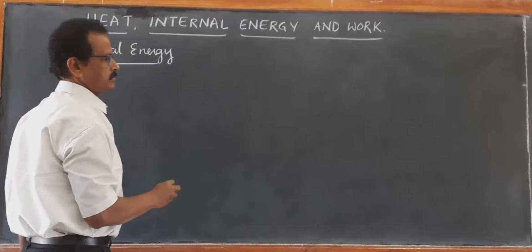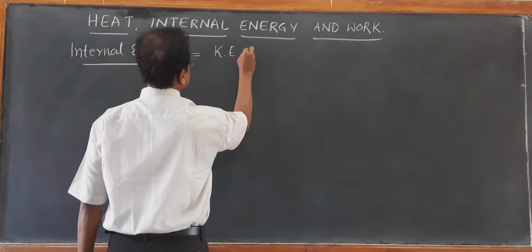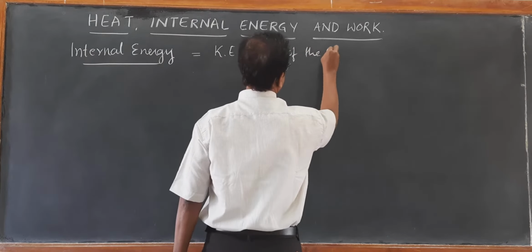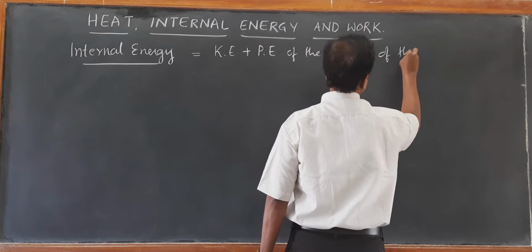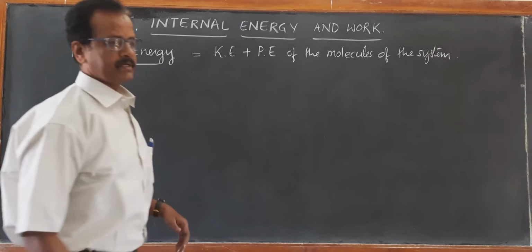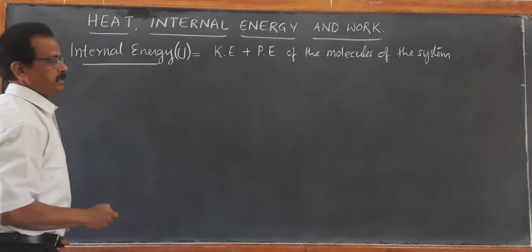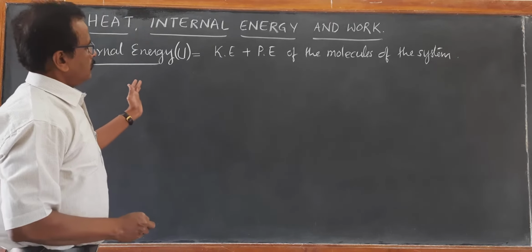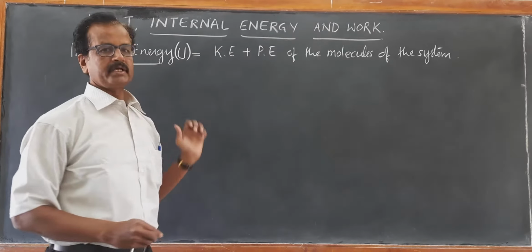Internal energy of a bulk system is the sum of kinetic energy and potential energy of the molecules of the system. This internal energy of the system is denoted by U. U is the notation for internal energy of the system. Then the internal energy is going to be defined as a state variable.